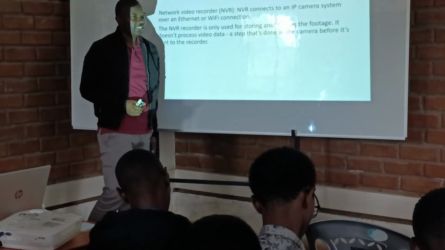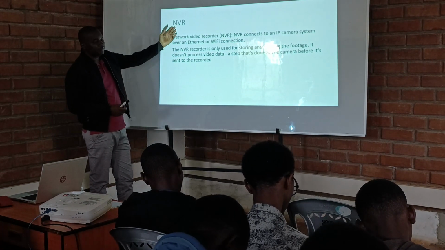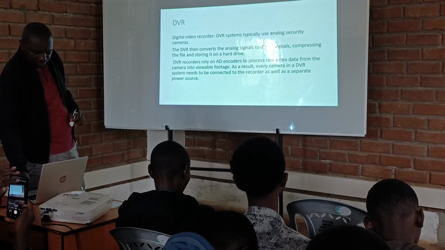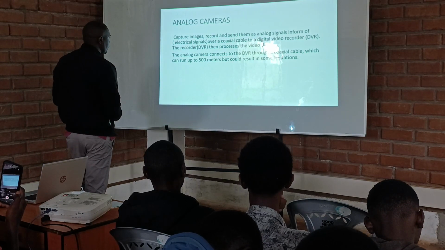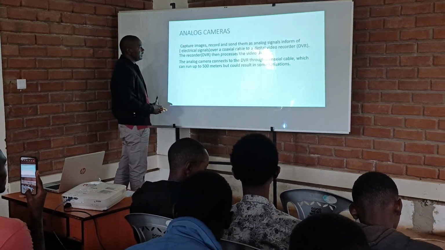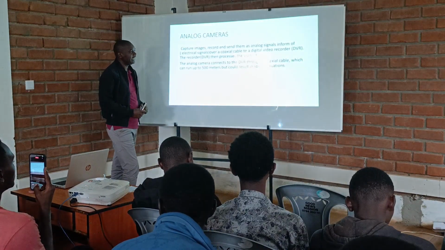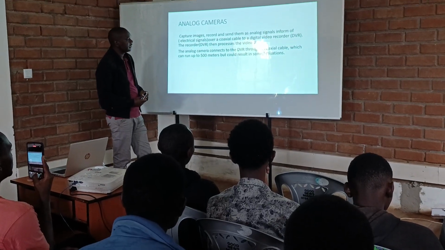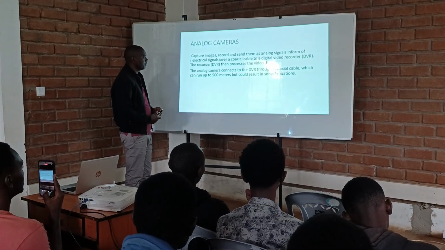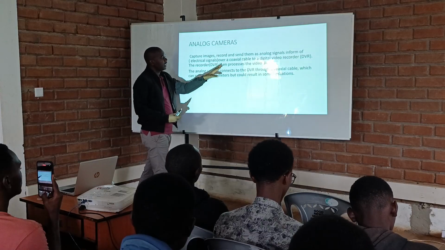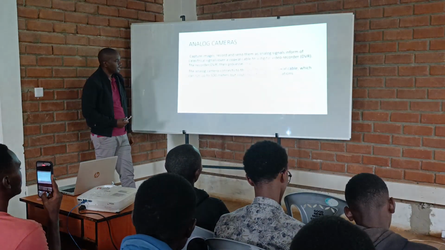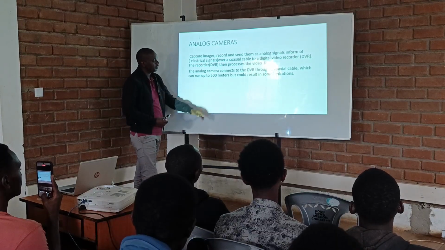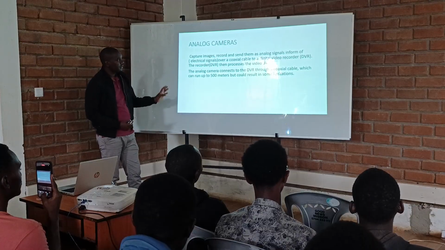So the NVR connects the IP camera. The NVR uses the IP cameras. The DVR uses the analog camera. You can see analog cameras capture images, record, and send them as an analog signal in the form of an electrical signal over coaxial cable to a digital video recorder. The recorder, that is the DVR, processes the video data. The analog camera connects to the DVR through a coaxial cable, which can run up to 500 meters or 300 meters. Yes, those are the analog cameras.